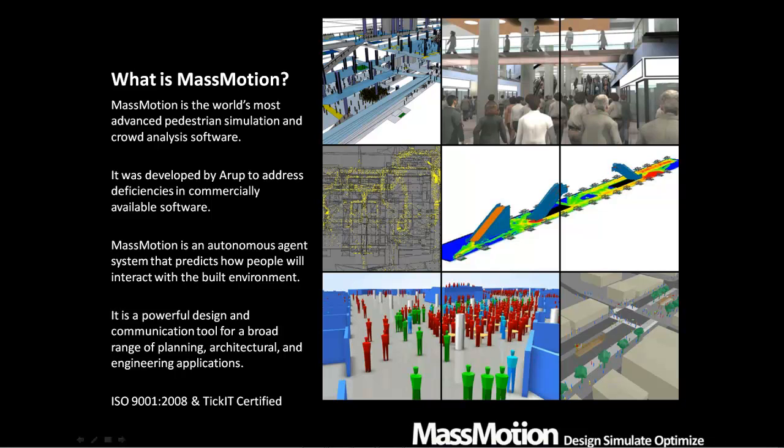MassMotion is quite different to that. It's an autonomous agent system, which means each pedestrian in the model is modeled, in analysis, as an individual person, as an individual agent. And these agents have their own profile, their own personality, their own intelligence and goals and so on. They are individually working out how they will get through the model. If the escalator is available, they'll go up that. If there's a huge crowd or queue at the escalator, they might choose to go up the stairs if the stairs are not very long, and so on.